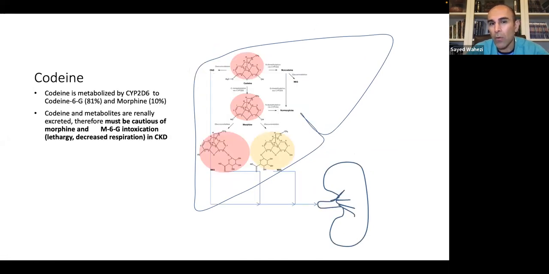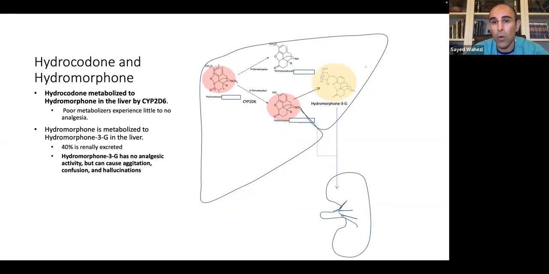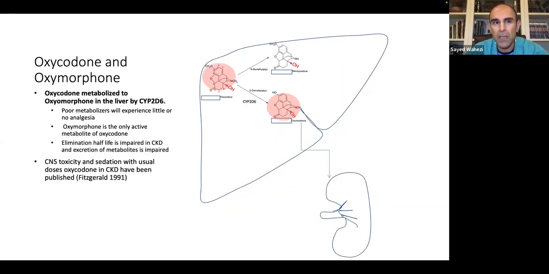I won't go through every one of these. Maybe in a different lecture, I may, for those of you who want to know more about this. I think the basics I've gone over. Understand that these opioids can actually be metabolized. There are agents that are metabolized to more quote unquote clean agents or more active agents by the CYP2D6 system.